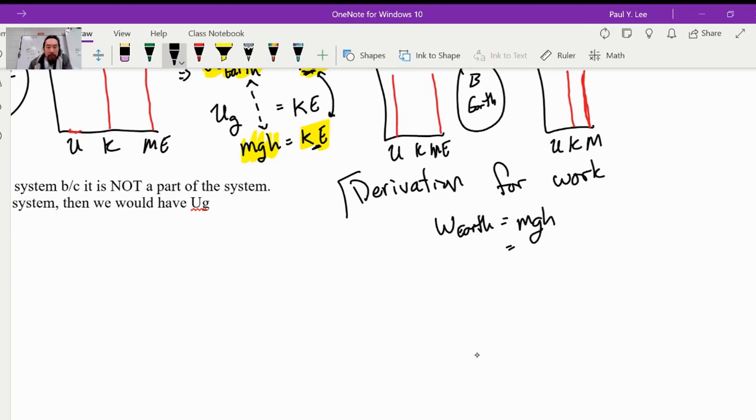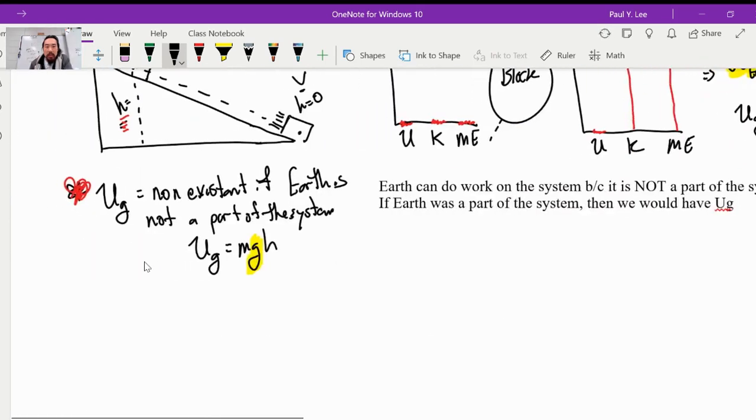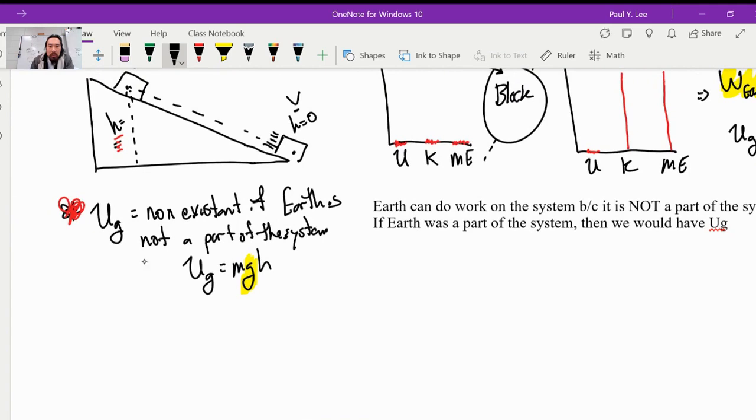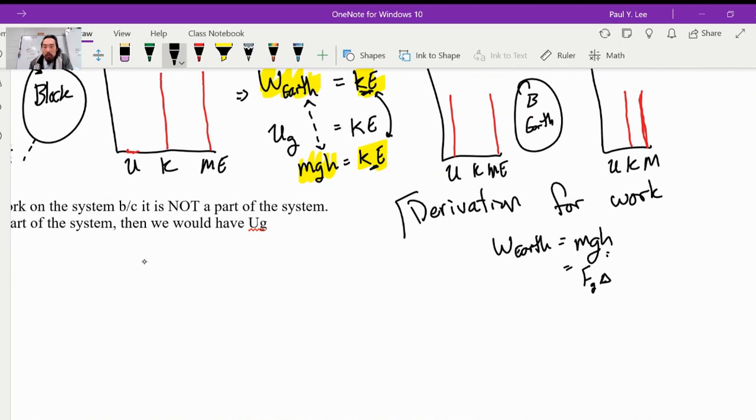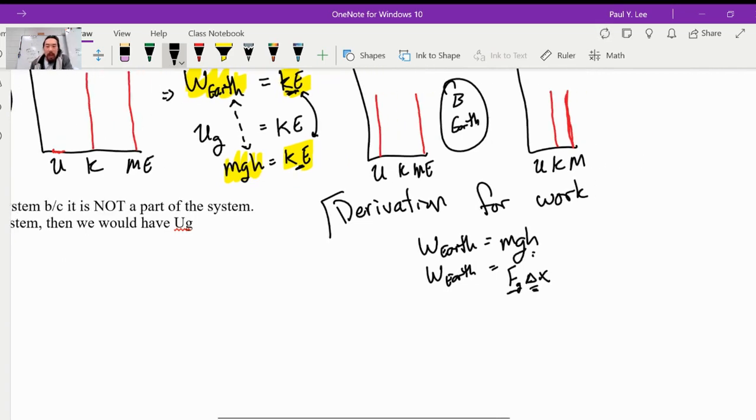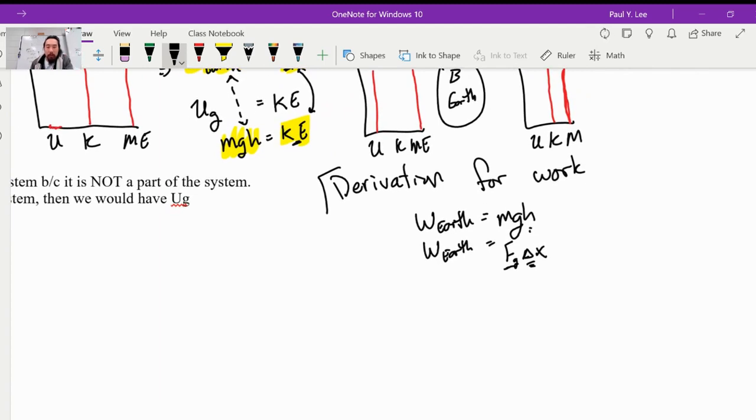mg is just the force of gravity. And that h is the distance that this object falls down vertically, which is what we call the displacement. So the work of the Earth is equal to the force of gravity, because that's what the Earth does. It exerts a force of gravity times the displacement. This helps us come up with the final derivation of work, where work is equal to the force times the displacement.